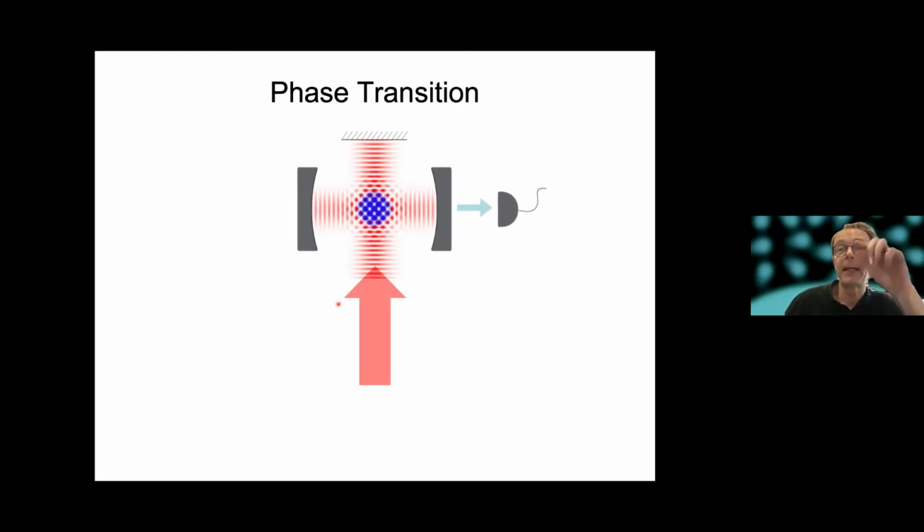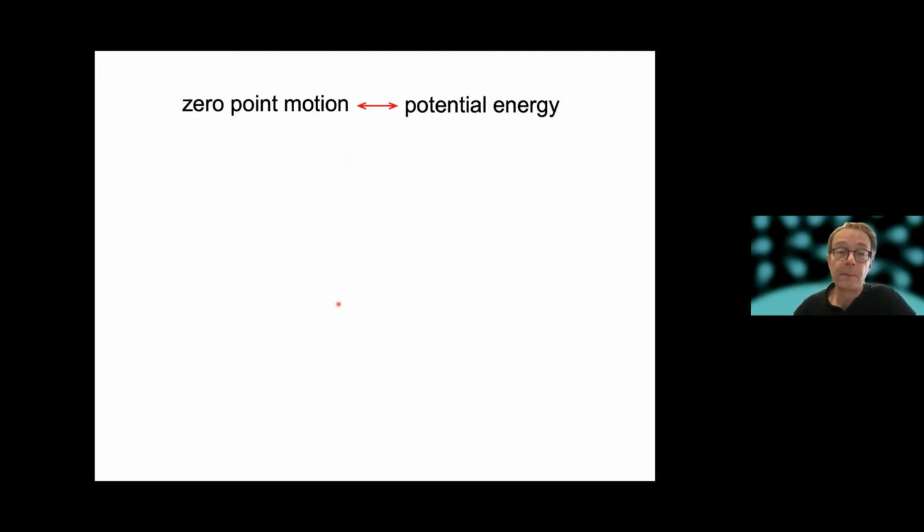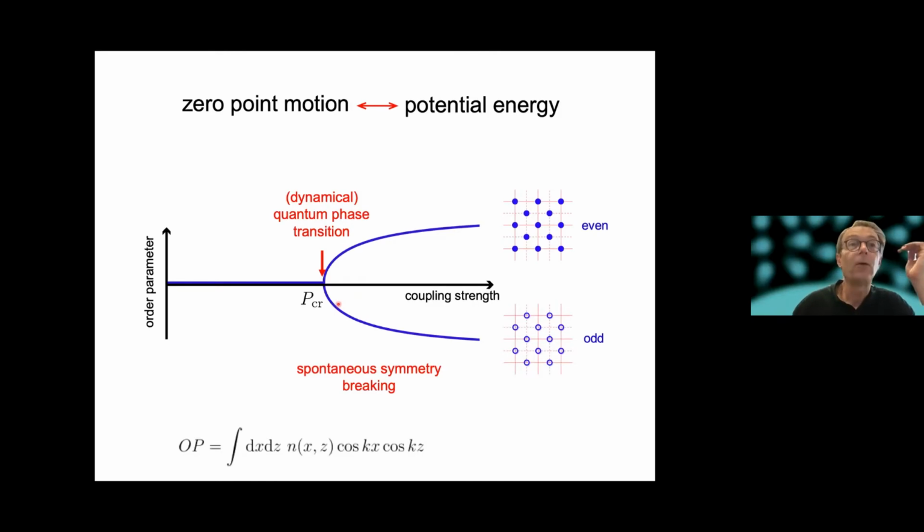Okay, you increase, and then at some point, the system decides to form a spatial density wave and scatter light into the cavity. And this phase transition is a competition between zero-point motion and the potential energy gained by the AC Stark shift. That's what it is.